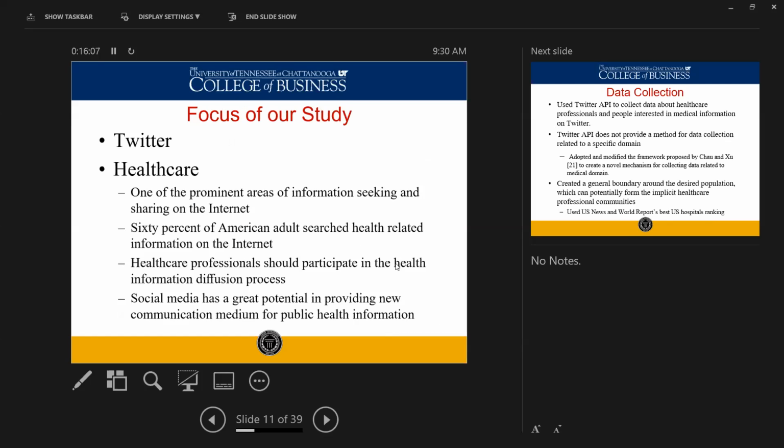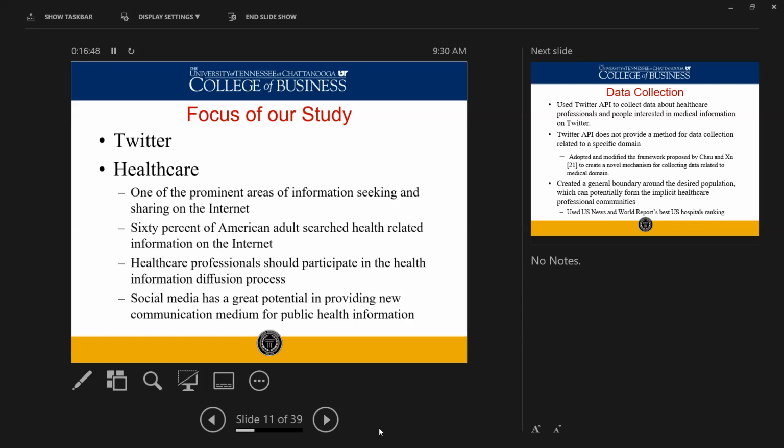So as we said earlier, the focus of our study is on Twitter, and specifically we focus on the healthcare professionals. The reason we focus on healthcare professionals is that healthcare is one of the prominent areas of information seeking and sharing on the internet now. It's increasingly becoming popular, and obviously with COVID, healthcare has become even more prominent in terms of sharing and getting information. 60% of American adults searched healthcare related information on the internet.